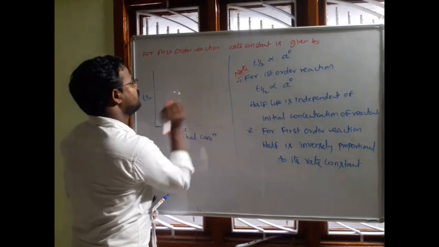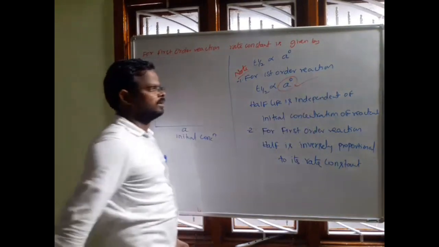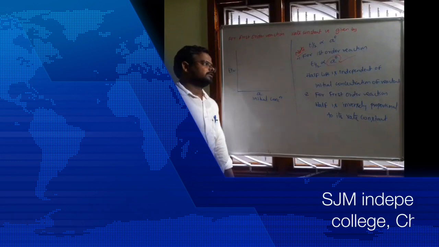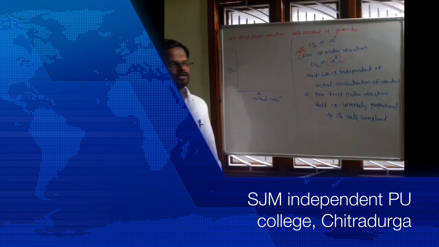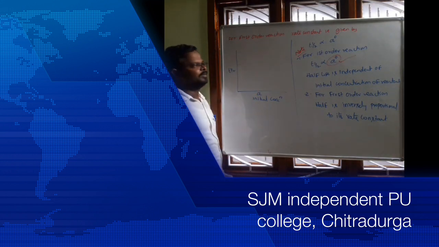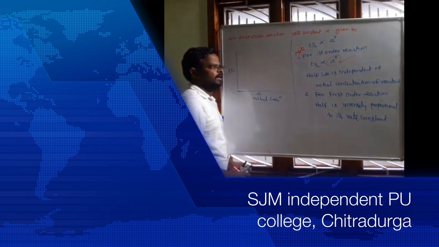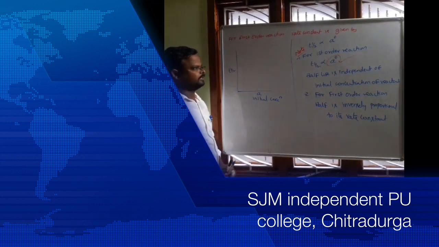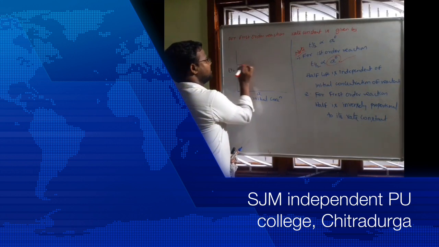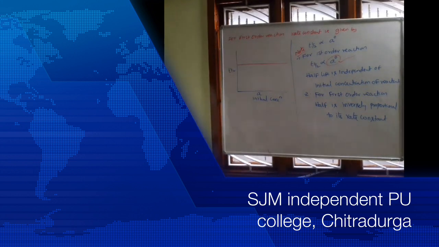That means what is the meaning here? As the initial concentration of the reactant changes, the half-life of a first order reaction doesn't change. That means half-life of a first order reaction is independent of initial concentration of the reactant. That's why we get a straight line parallel to the x-axis. Okay, that is the graph.